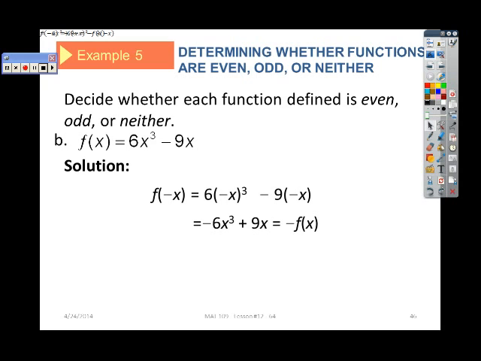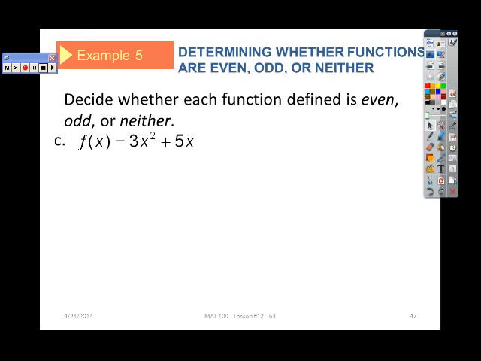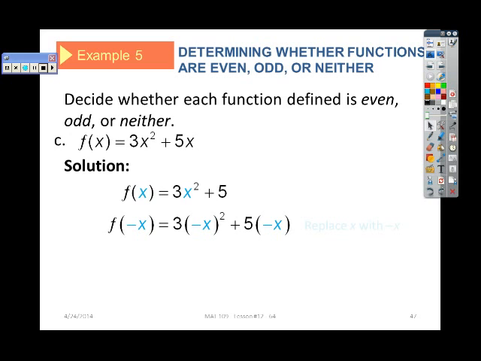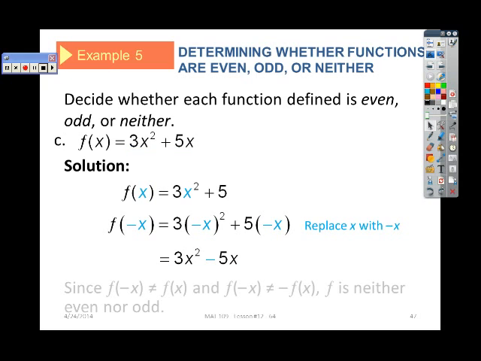If all of the exponents are even, it's an even function. If all of the exponents are odd, it's an odd function. If you have a mixture, it's neither. So you put minus x in here, and you wind up with that. This is not the same thing as that. So that's neither odd nor even, because it has a mixture of exponents. Some are odd, some are even. So you could have odd, even, or neither types of functions.